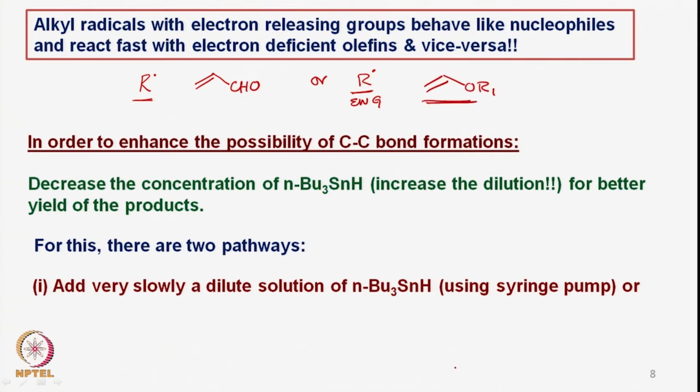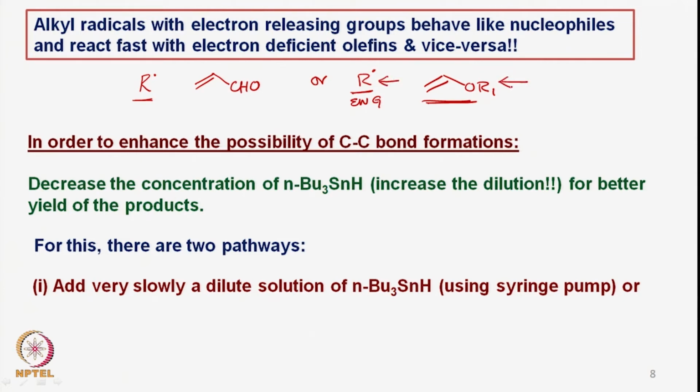Alkyl radicals with electron releasing groups behave like nucleophiles and react fast with electron deficient olefins, and radicals with electron withdrawing groups attached react with electron rich olefins.